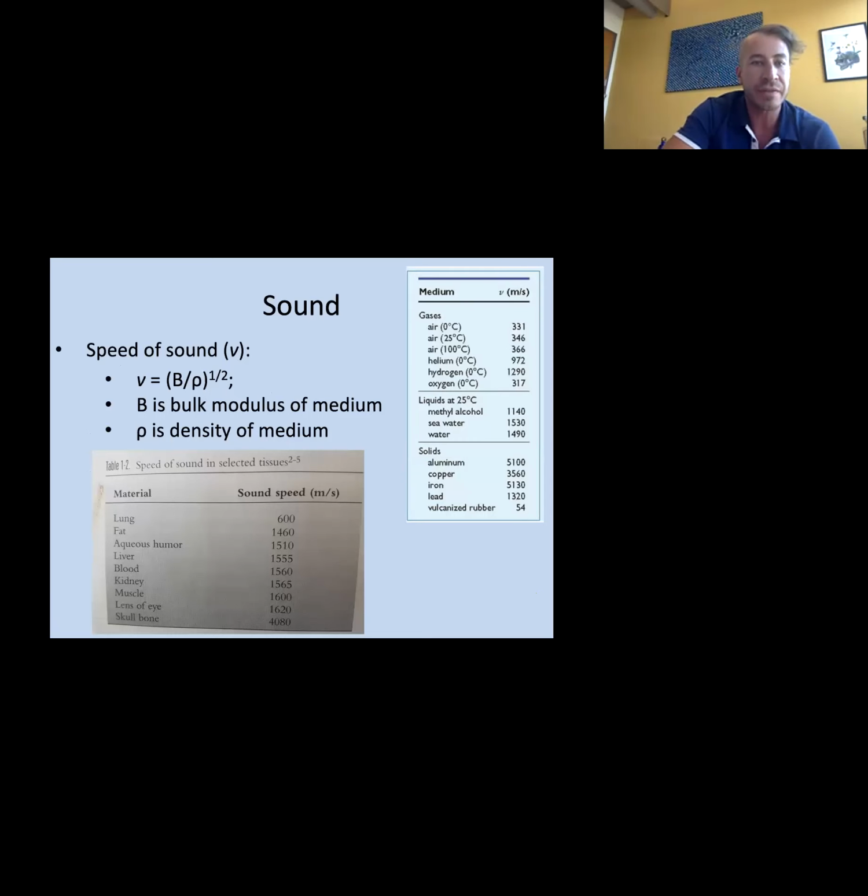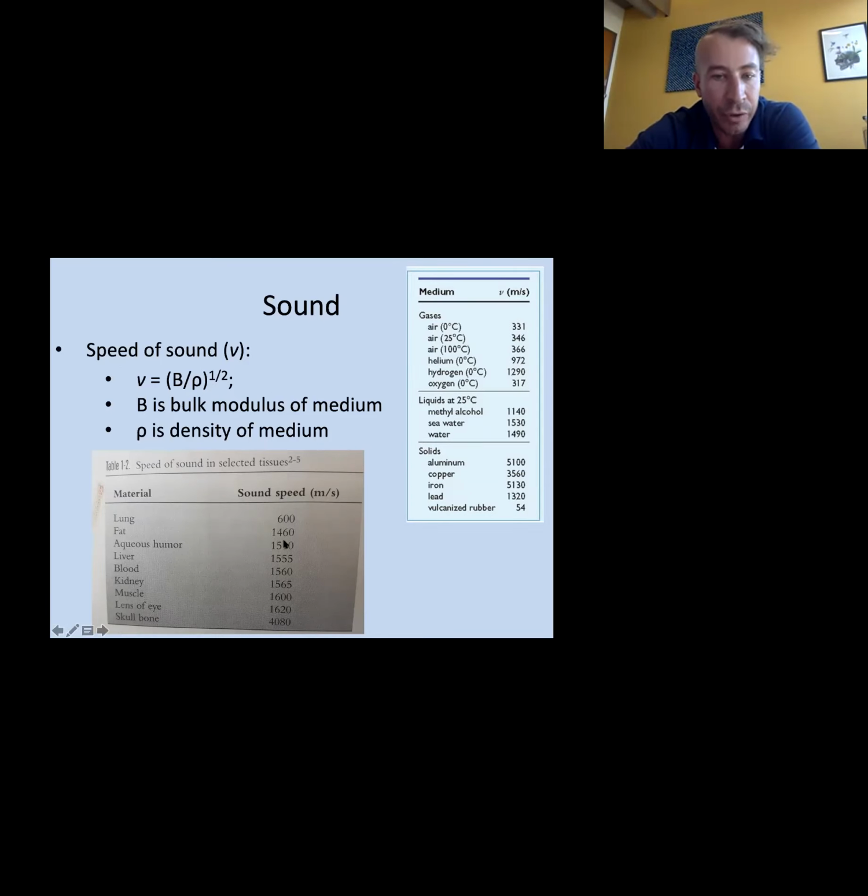So the speed of sound is a function of the medium that it's in, and more particularly, it's a function of the bulk modulus, so basically how compressible your medium is, and the density of that medium. So something like skull bone, the speed of sound is much, much higher than something like lung. The lung is going to have a bulk modulus that's significantly lower than that of the bone.